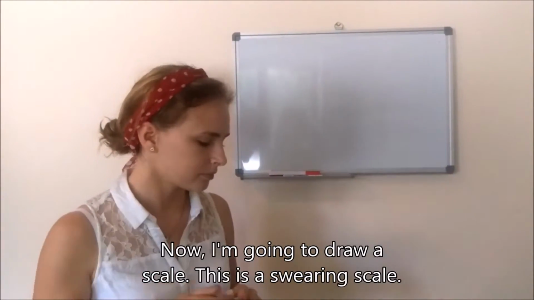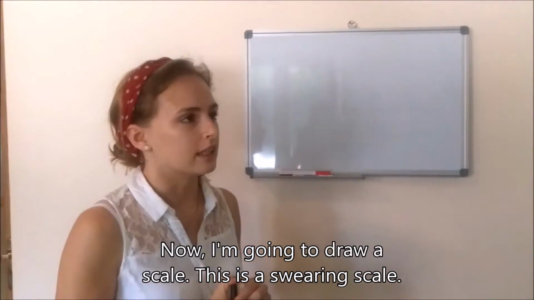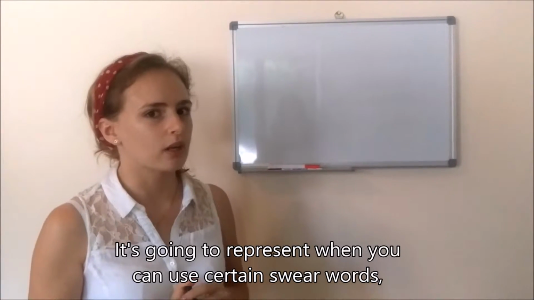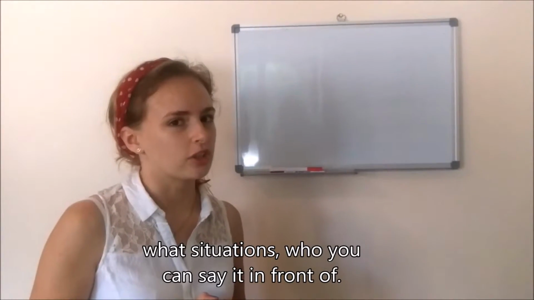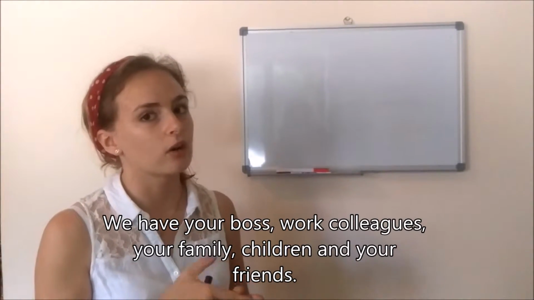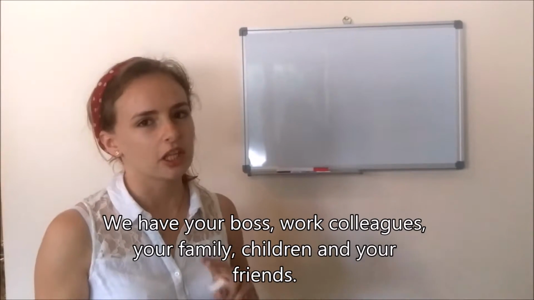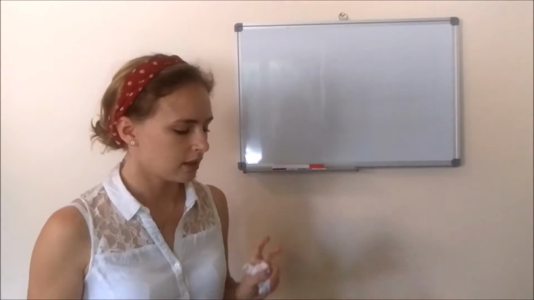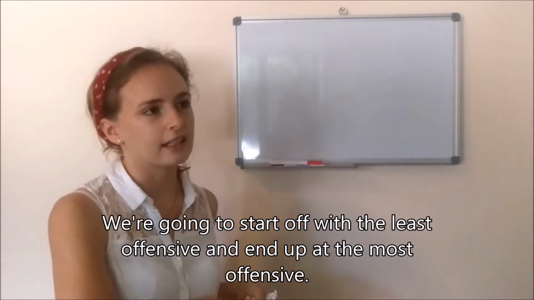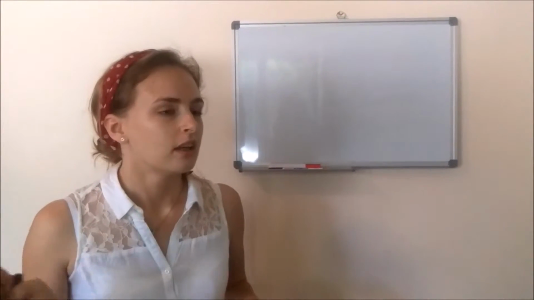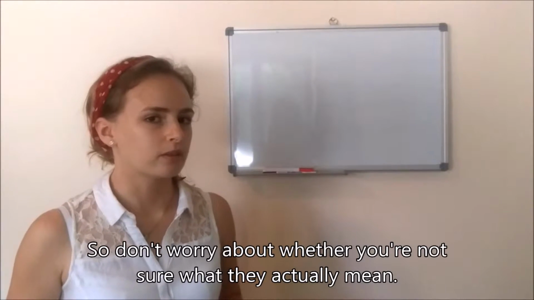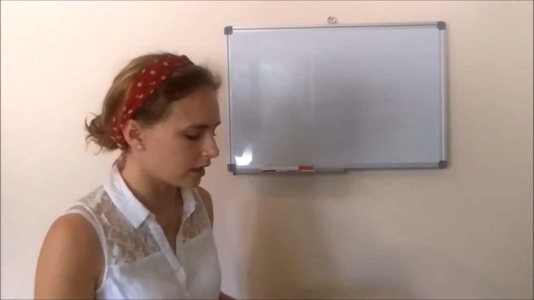Okay, so now I'm going to draw a scale. This is a swearing scale. It's going to represent when you can use certain swear words. What situations, who you can say it in front of. So we have your boss, work colleagues, your family, children, friends, those sections. And we're going to start off with the least offensive and end up at the most offensive. We're not going to do definitions today, we're going to do that in the next lesson, so don't worry if you're not sure what they actually mean. Okay, because we will go over that.